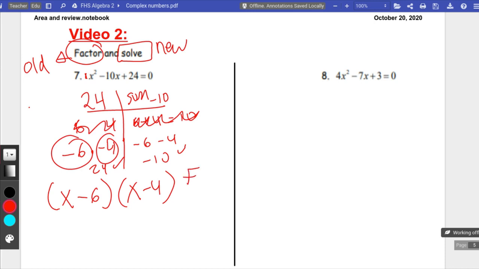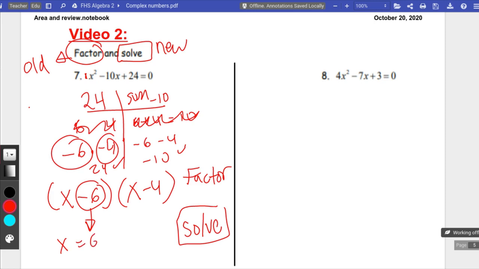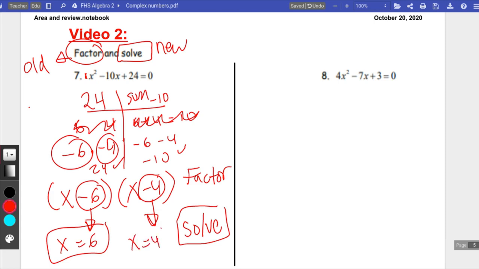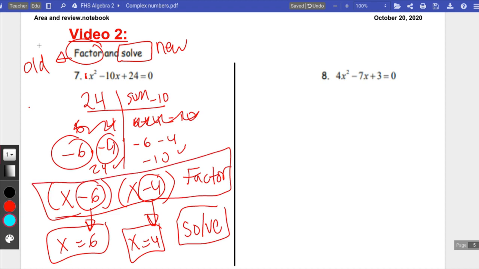You have the factoring. Now the second part is very simple. When you're solving, all you're doing is the opposite. You see this -6, the answer is x equals 6. Done. You see this -4, x equals +4. You're done. That's the solving part. So you pick the answer that has x equals 6 and 4.